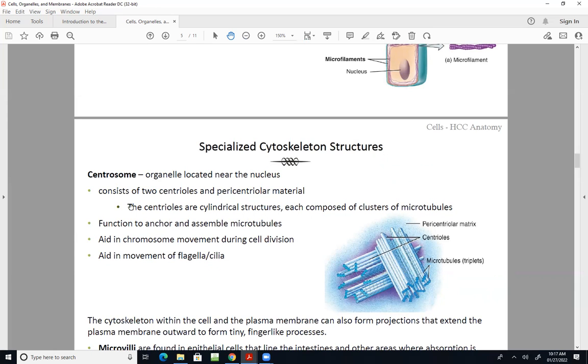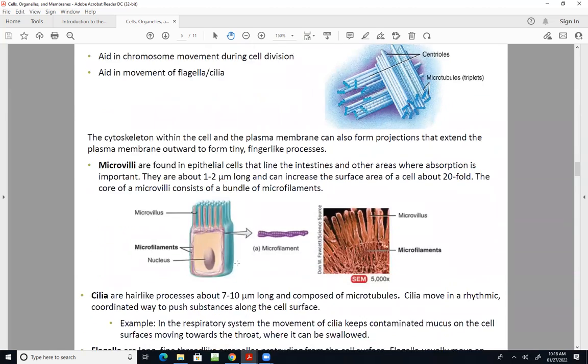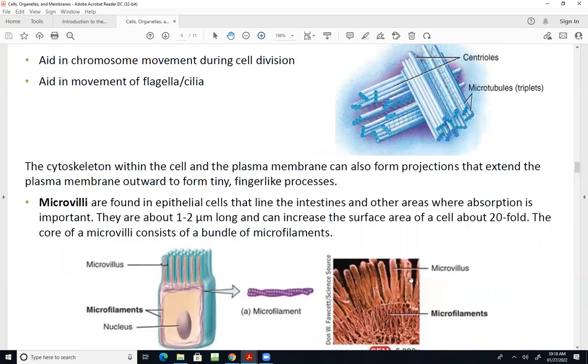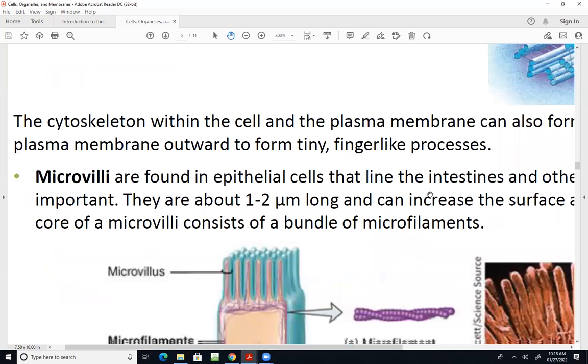Not really concerned too much about those two bullets. These are the three things I definitely want you to know, which is what they do. They help anchor and assemble microtubules, which we already just talked about. Therefore, that also helps with moving cells and moving chromosomes during cell division. And they also help with moving flagella and cilia, which we're going to talk about. You guys just fill those blanks in. We'll do that here in just a second.